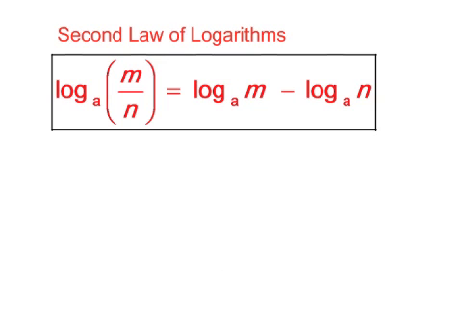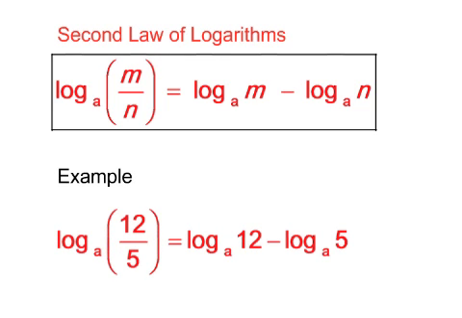Here's the second law. The log of a quotient, in other words, m divided by n, is equal to log of m minus log of n. So for instance, if we have the log of 12 over 5, that is the same as log of 12 subtract the log of 5.